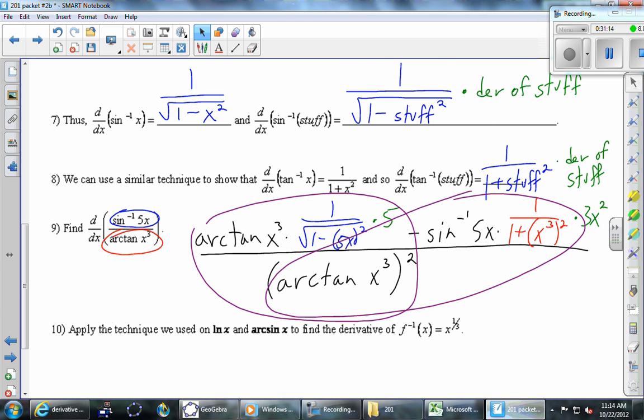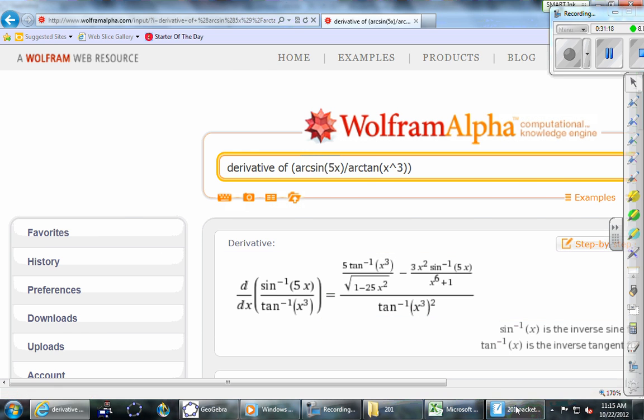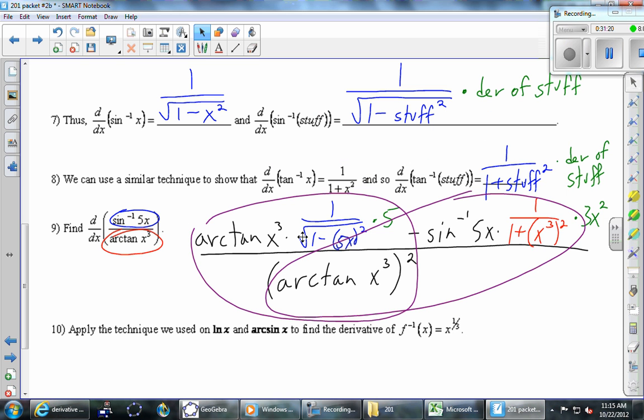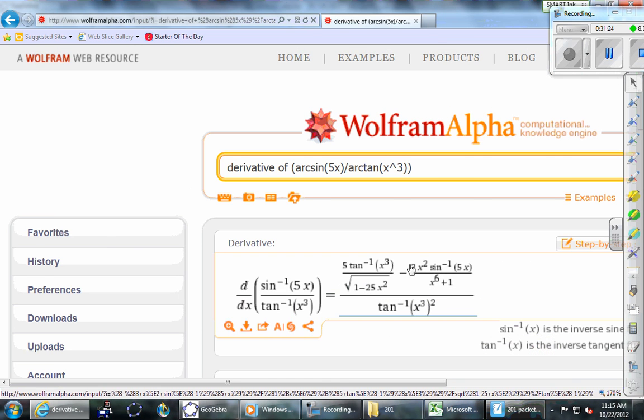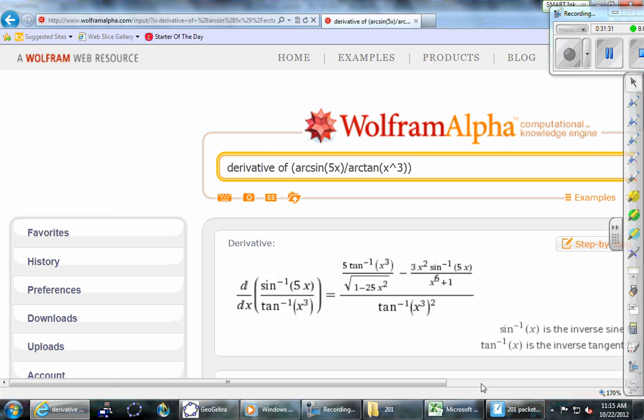X to the 6 plus 1, that's the red thing. Okay, and then upstairs, let's look at the first one. 5 times the inverse tan. Do we have that? 5 times inverse tan. Up still, all they did is make it one fraction. And then over here, there's a 3x squared times the inverse sine. So they didn't go any further. They just basically made the two fractions, and then that's it.